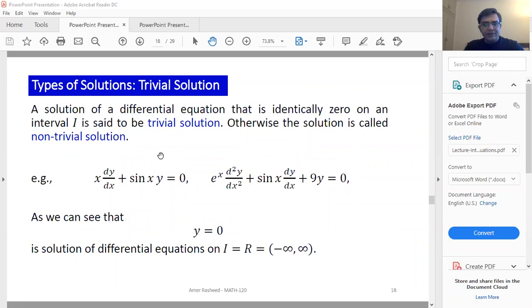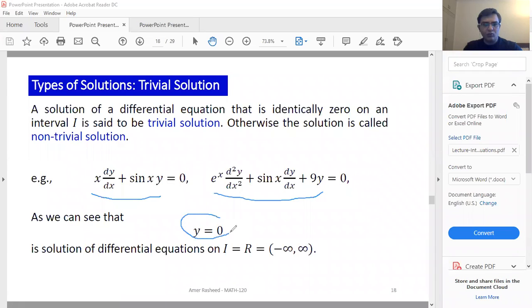So the first is the trivial solution. A solution of a differential equation that is identically zero on any interval is said to be a trivial solution. Otherwise, it is called a non-trivial solution. You can see these two differential equations here. The first one is x dy by dx plus sine x into y, and the other one is this one. We can see that y is equal to 0.